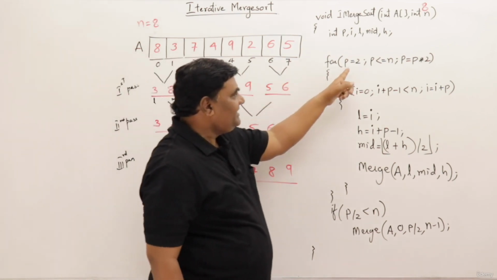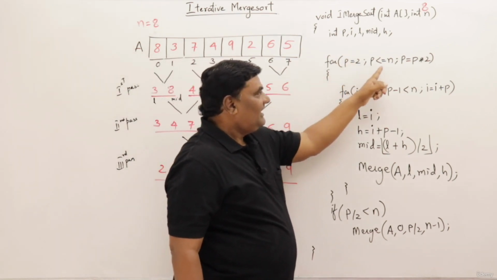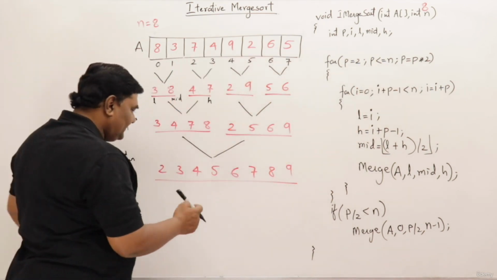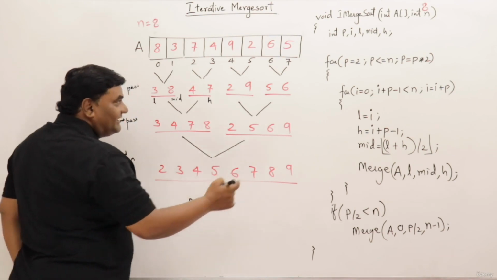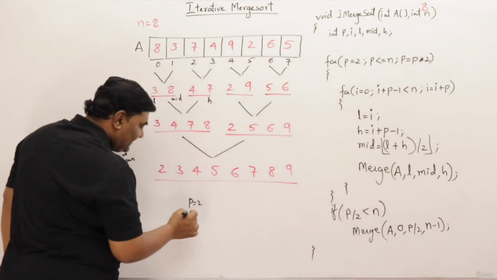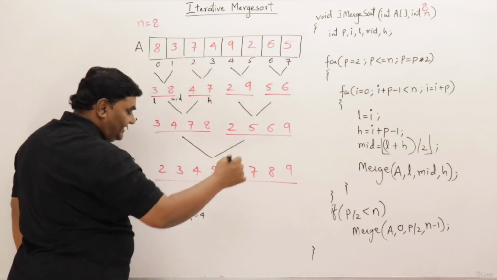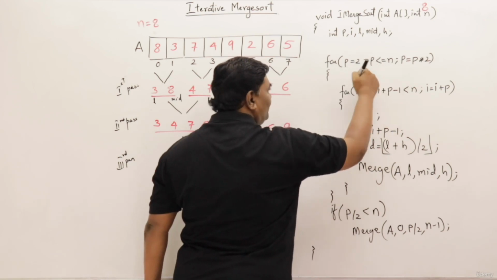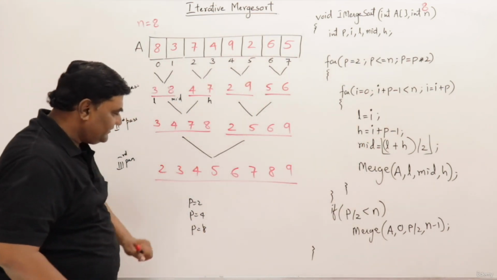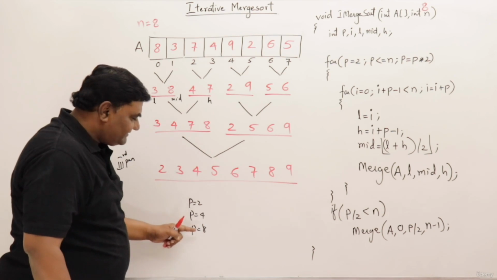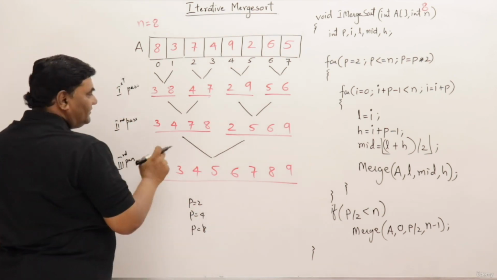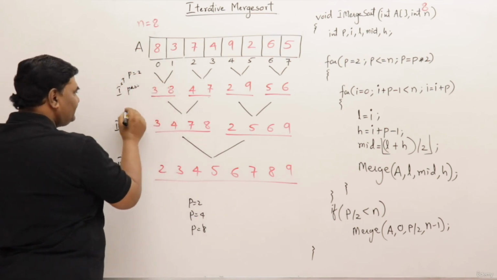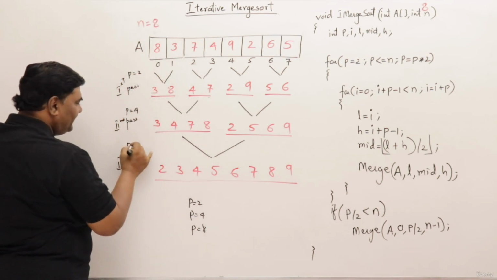So here I have assigned p as 2, and p is getting multiplied by 2 and reaches up to n. If I write the p values, first time p will be 2, then p is multiplied by 2, so next time p becomes 4, then again multiplied by 2, so p becomes 8, and it will continue as long as it is less than or equal to n. So now it is equal to n, so it will continue. So in total 3 passes it will perform. p will take 3 values. When the first pass is performed on the original list, the p value will be 2. The next pass, the p value will be 4. The next pass, the p value will be 8.